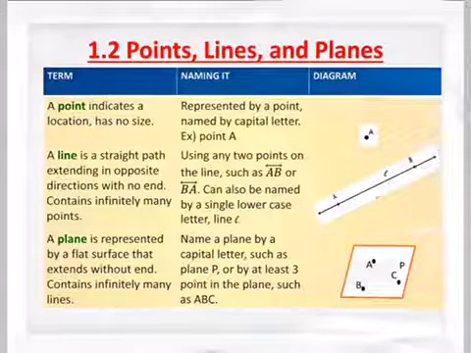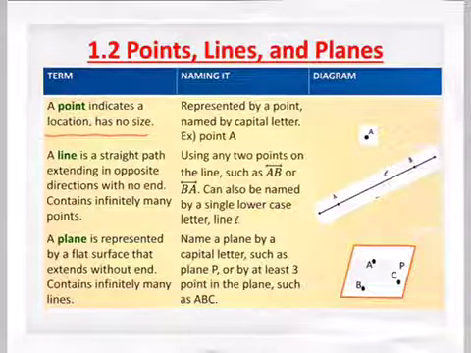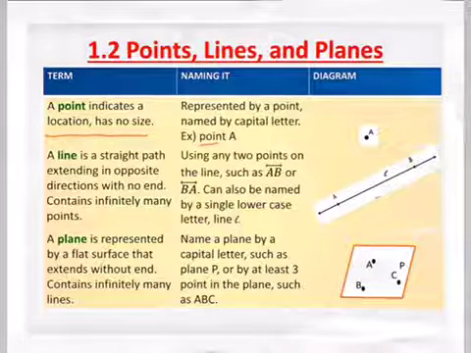Section 1.2, Points, Lines, and Planes. A point indicates location and has no size. When naming it, it is represented by a point named with a capital letter. So in this case, the word point and then A, or you could just write A, and generally that designates the term point. And this is our example of a point in a diagram.